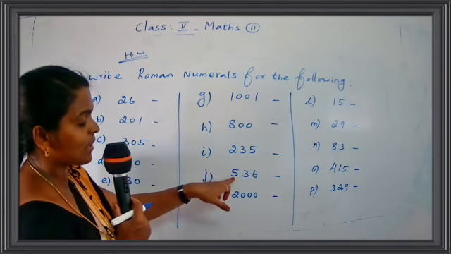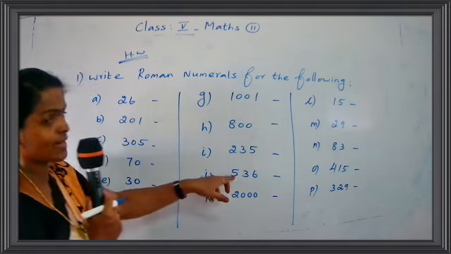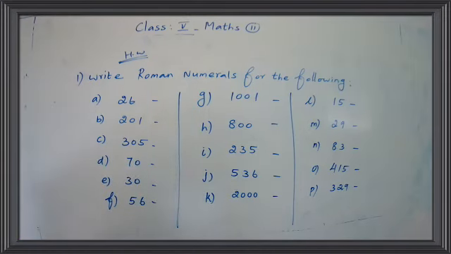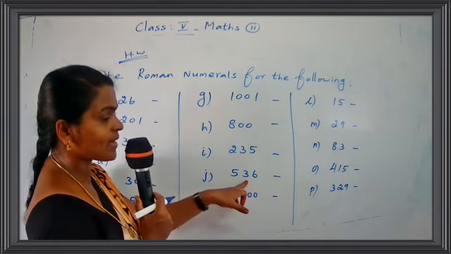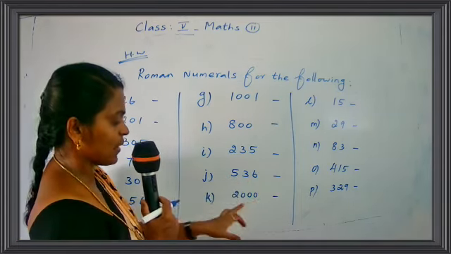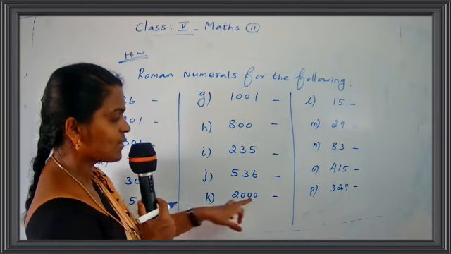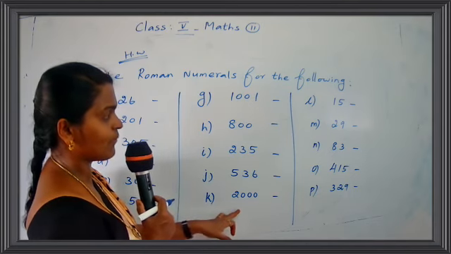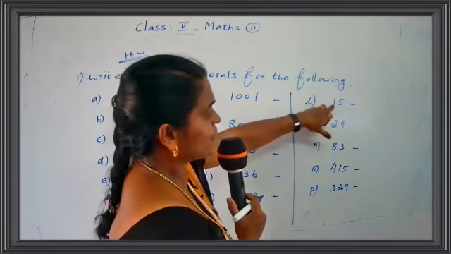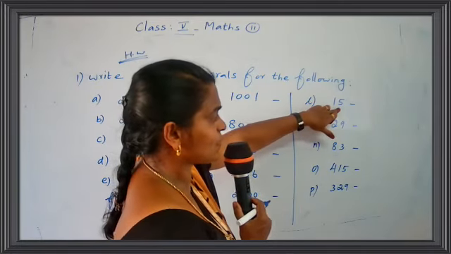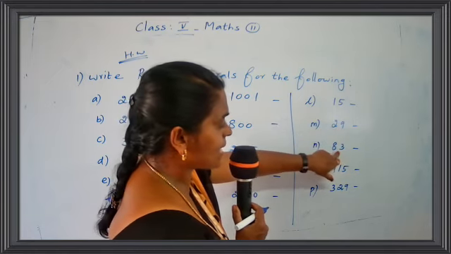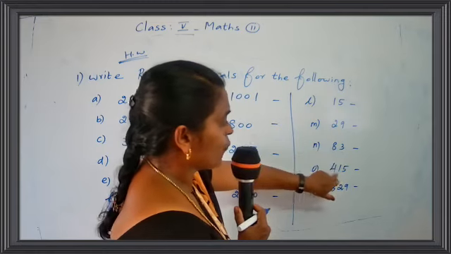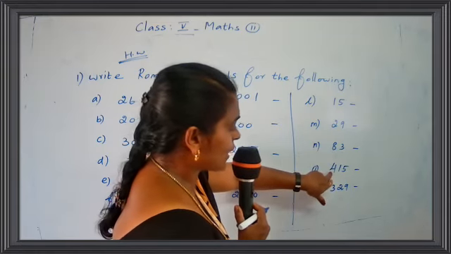So what is the symbol of 500? What is the 500 symbol? D. Okay. So D. 30 means X, X, X. Okay. So you put that symbol. Okay. 2000 can be written as 1000 plus 1000. So the symbol of 1000 is M. Yes, children. So 2 times M will come. Okay. Very easy question. 15. Okay. 10 plus 5 is 15. 29 can be written as 20 plus 9. 83 can be written as 80 plus 3. 415 can be written as 400 plus 15.